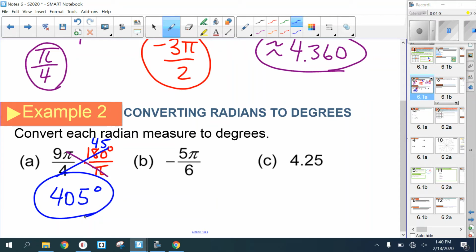Make sure to use your units. The only time you don't need units is if it's radians. If it's degrees, you have to have the units. If it's degrees and you don't put degrees, it's going to be assumed that you mean radians. Make sure you don't do that.